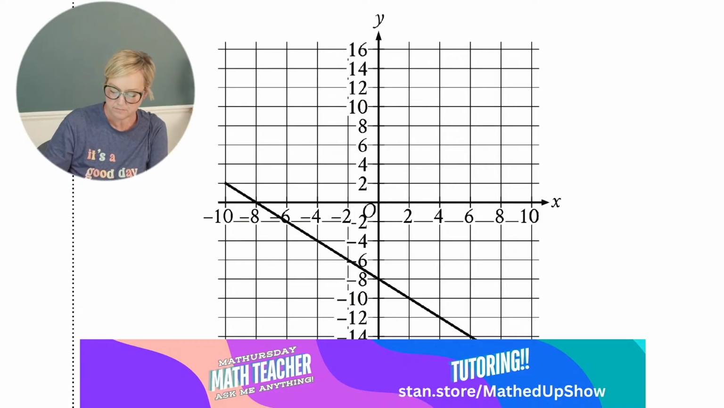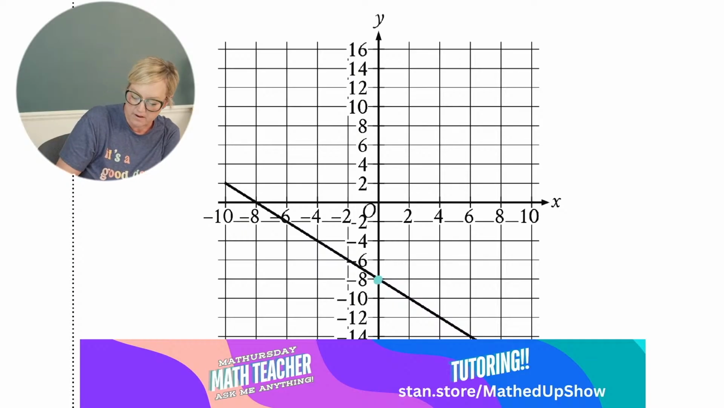Okay, so we've got a y-intercept of -8, and then we need to find a slope. Now the easiest one to see, well, I guess it doesn't really matter, but I'm going to go to my x-intercept, which is -8 also. That color is kind of hard to see. Okay, so then from there, I need to find my slope.